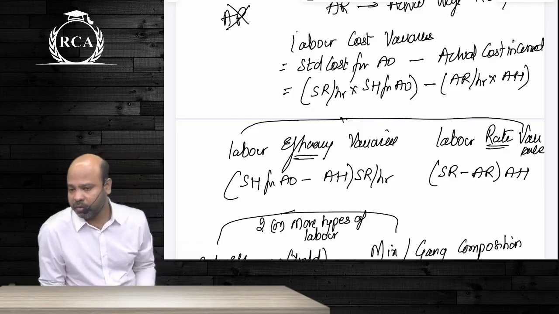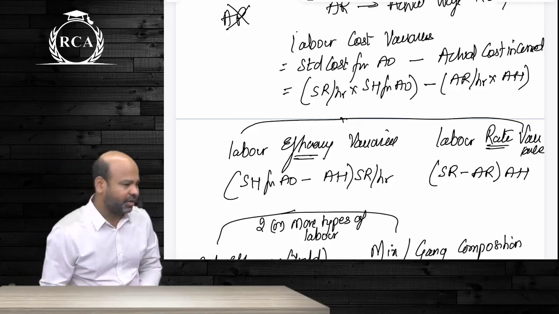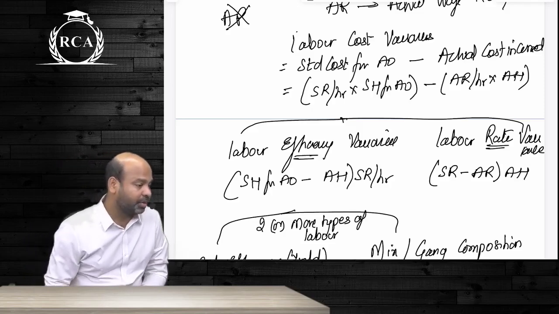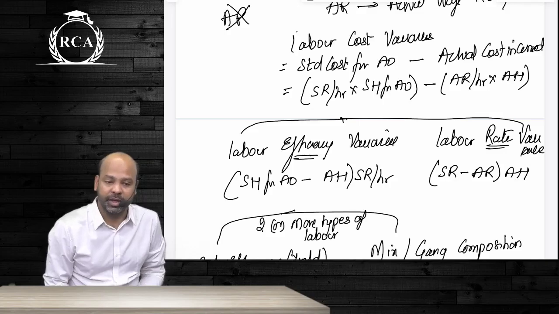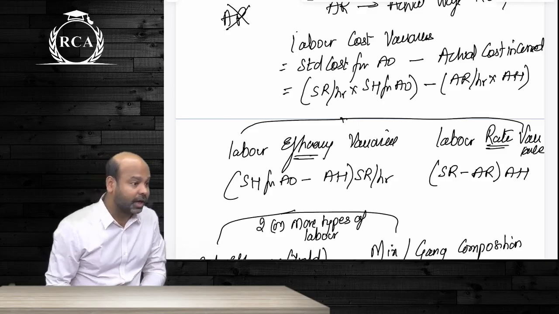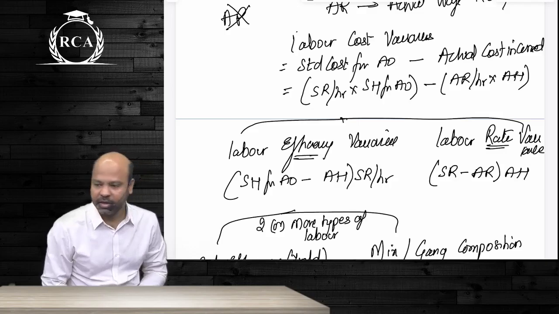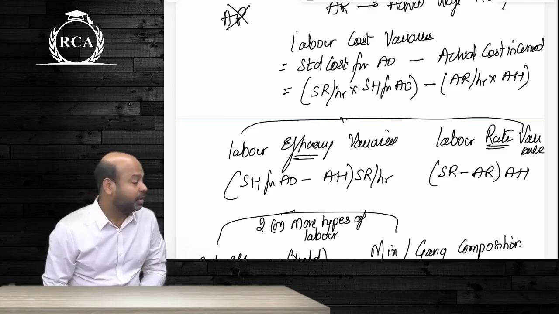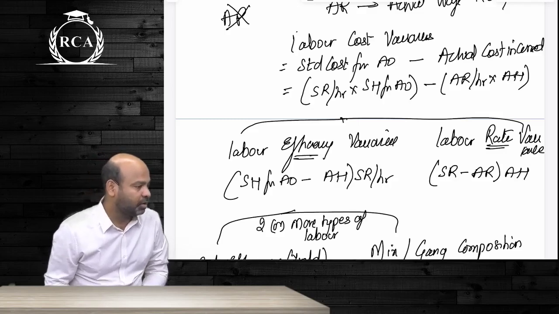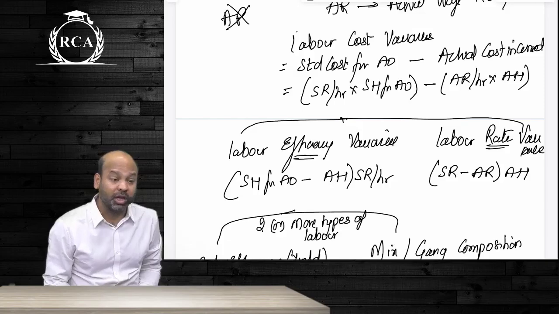So once this is done, guys, your labor efficiency variance is again further segregated into labor sub-efficiency variance and labor mix variance, also known as gang composition variance. So when you say labor sub-efficiency variance, guys, we are talking about variance on account of change in total number of hours.